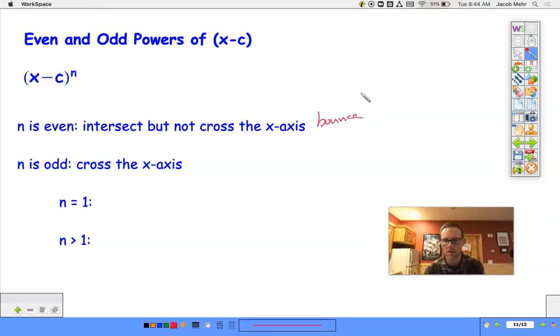B-O-U-N-C-E. It bounces. That could either look like this, where it comes and touches the x-axis and goes back up, or it comes from the bottom, touches, and goes back down. That's a bounce. Now, if it's odd, well, first off, if it's just 1, it goes right through.